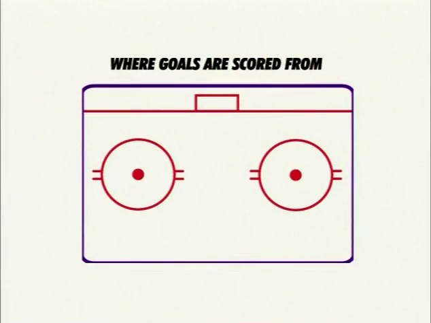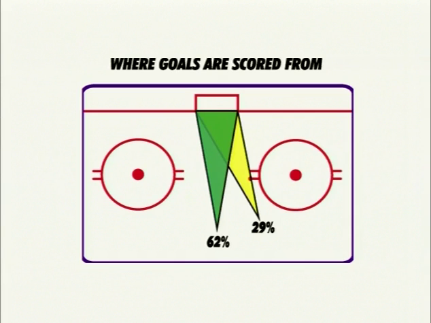Now, where to shoot from? The best place to shoot from is 10 to 25 feet out in front of the goalie, from the middle of the ice. The further the player goes out to the side, and the closer the player gets to the goaltender, the less available scoring space.